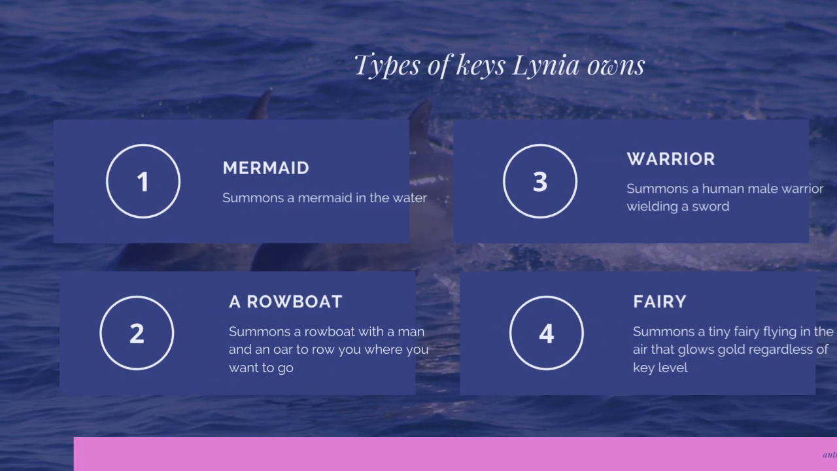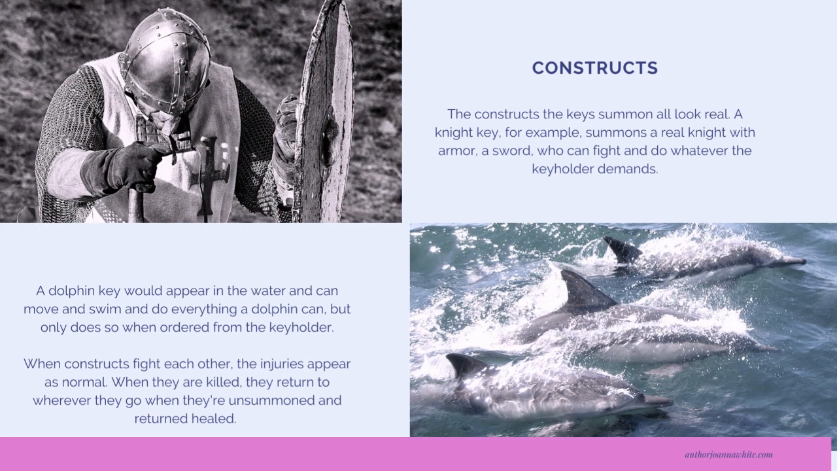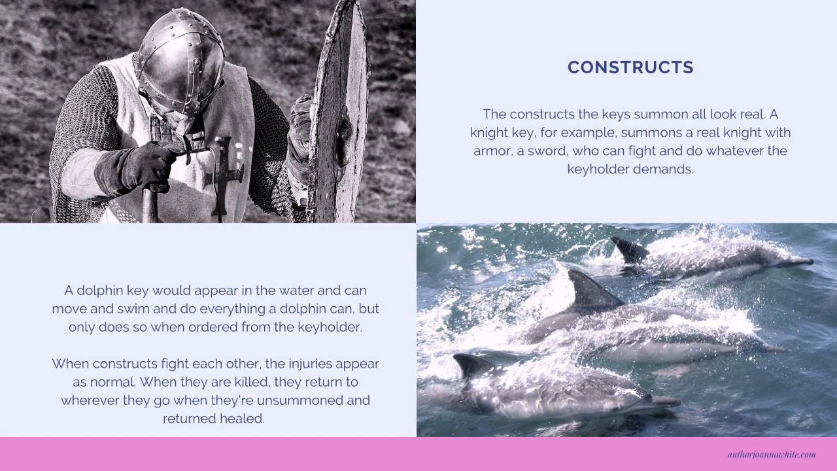All right, so this is about the constructs themselves. The constructs that the keys summon all look completely real. A knight key, for example, would summon a real knight with armor on him, with a sword, a helmet, all that stuff, and he could fight, he could do whatever the key holder commands. A dolphin key would appear in the water and can move and swim around and do everything a dolphin can, with real skin that feels completely real.